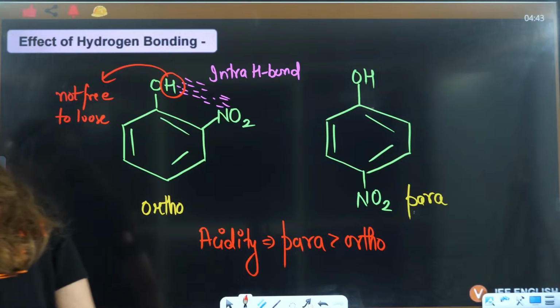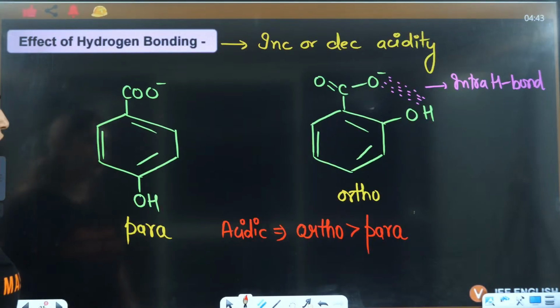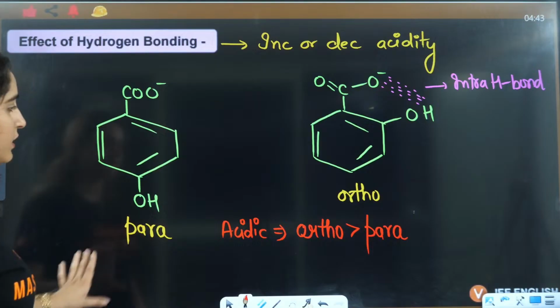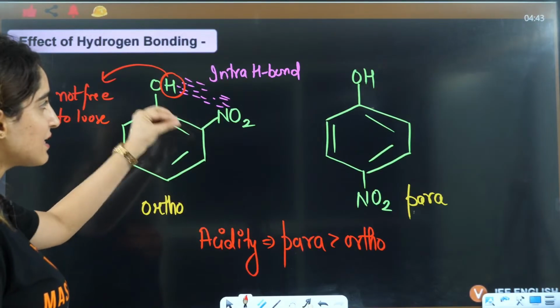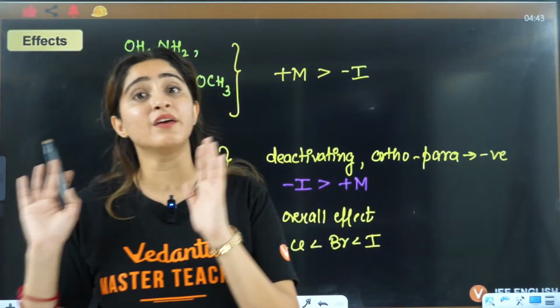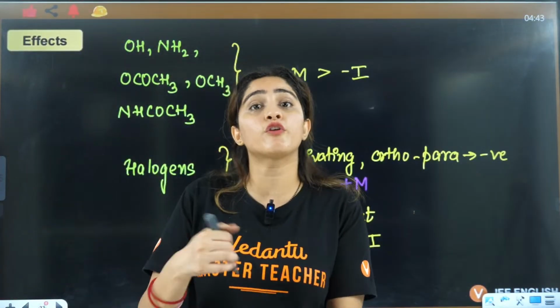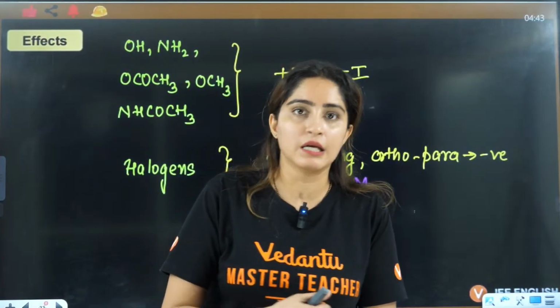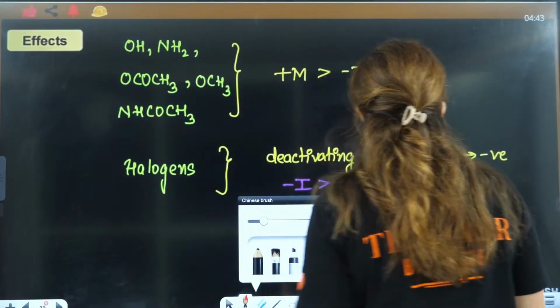Yes. Understood? Okay, here ortho was more stable, here para is more stable. Please see this concept, and don't just say that okay, with hydrogen bonding ortho is more. See if after losing it is beneficial or without losing it is beneficial, right? So according to that the answer will be.